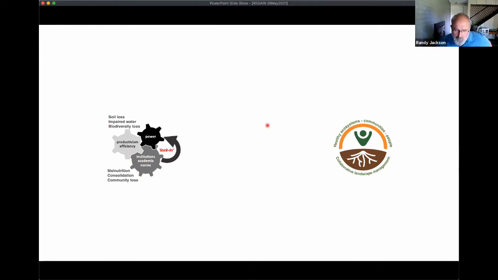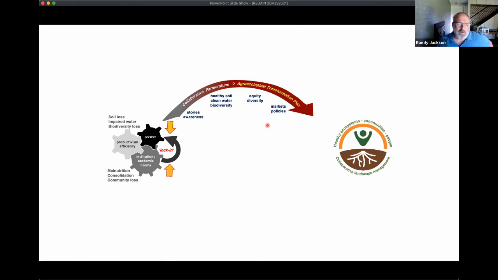So what we've talked about in Grassland 2.0 so far is that in order to crack this lock-in nut, we need top-down and bottom-up pressure simultaneously exerted on the system. Here are the things that we are working on collaboratively. This is all about collaborative partnerships, working with Greenlands Blue Waters and Pasture Project and others to get the stories out there and raise awareness, to paint pictures of what healthy soil, clean water and biodiverse landscapes look like, and what an equitable, diverse, inclusive, just system would look like, and then to articulate the kinds of pulls and pushes in terms of markets and policies that are going to be necessary to make this transformation happen, because it's not going to happen if people aren't going to be able to make money at it.